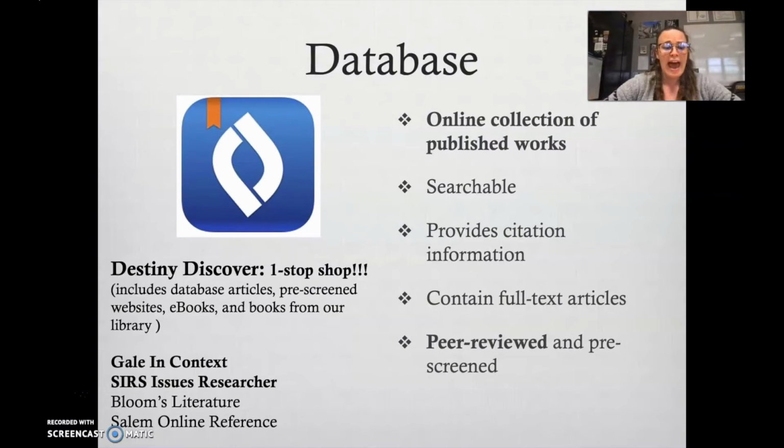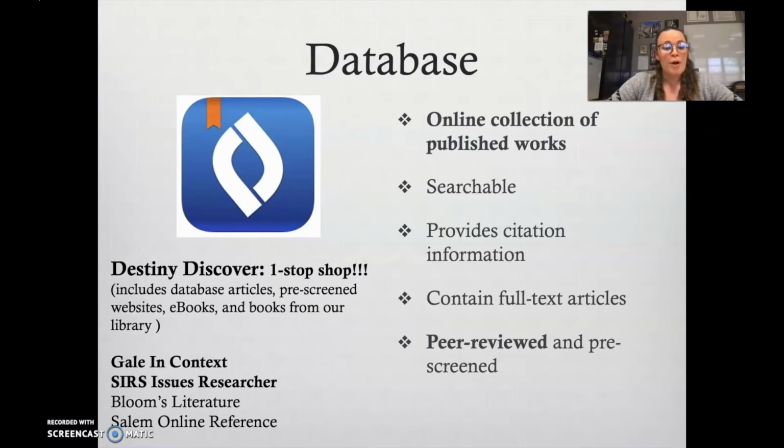Destiny Discover is an app that includes database articles, again, which means they're peer-reviewed and pre-screened, and websites, which I think is really, really helpful because instead of just going on Google and blindly searching for a website, it actually gives you websites that have good information related to your topic. If you type in harmful effects of television or whatever, it'll have websites that will give you good information that has been pre-screened by librarians or other English teachers so that you can better trust the information that's there rather than some blog from Joe Schmo who's writing about television, okay?